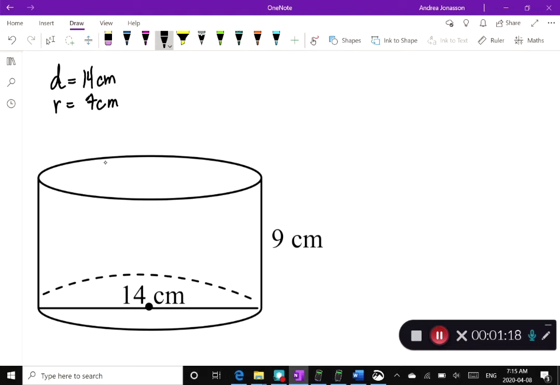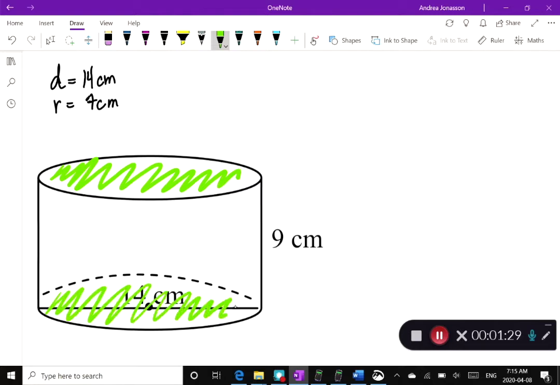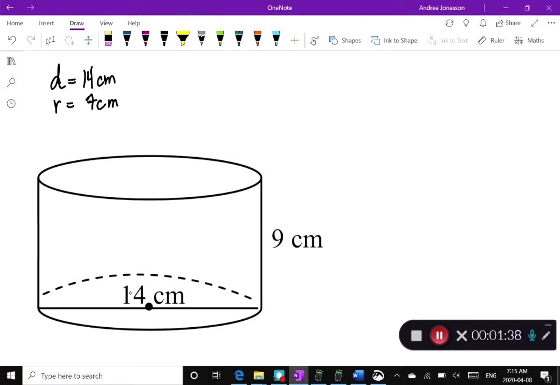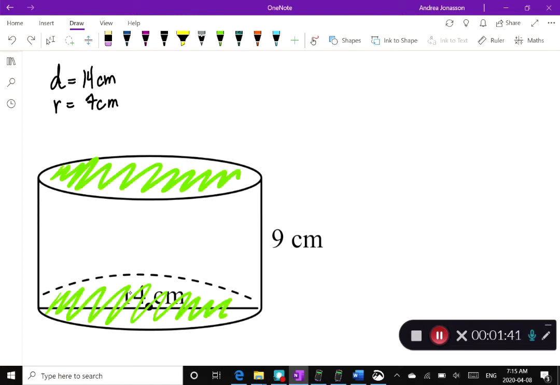Now, let's start figuring out the surface area here. So let's start with the surface area of the top. And we're going to need to do that twice because we have the surface area of the top and the surface area of the bottom, right? So we've got two circles here that we're going to deal with. The area of a circle is equal to pi r squared. So let's find the area of the top and then we'll double it up.